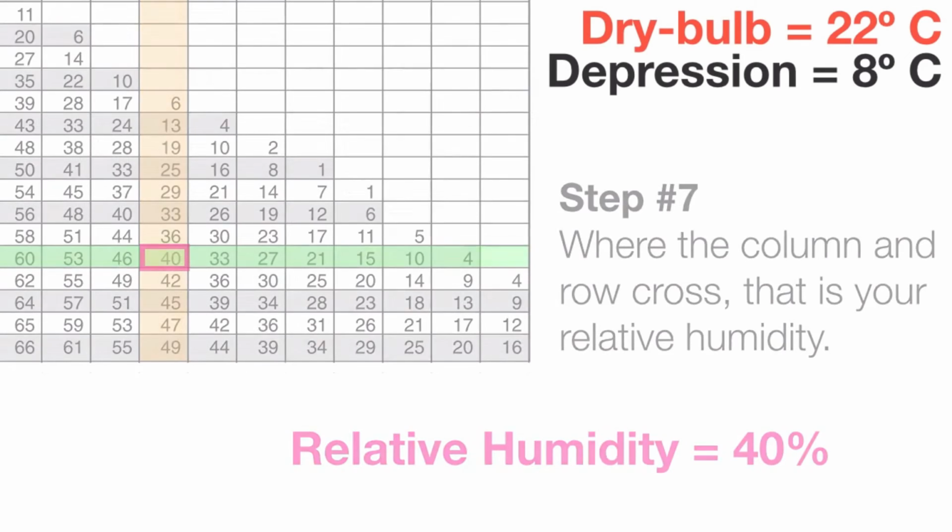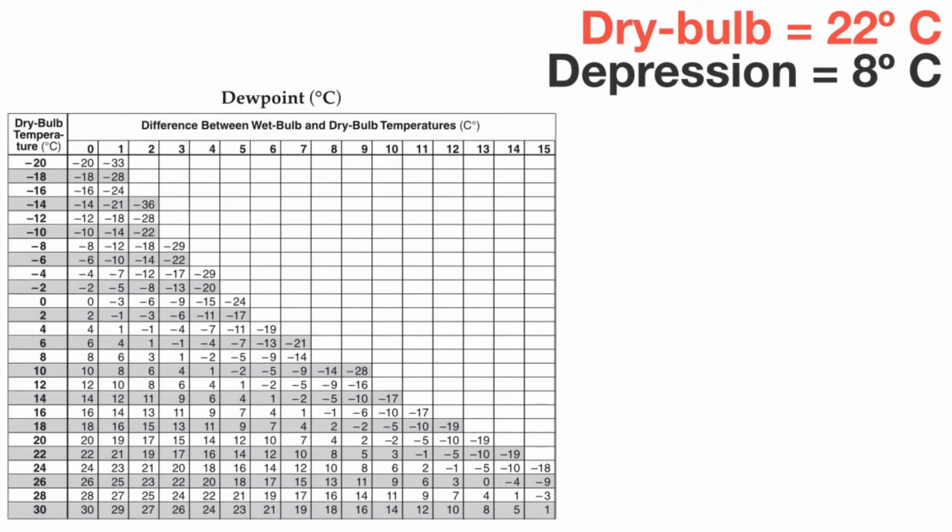If we want to find the dew point, we would do the exact same process but using the dew point chart. I'll find my dry bulb on the left, which is 22, and my depression or difference on the top, which is 8. And where those two cross, we have our dew point, which in this case is 8 degrees Celsius. Now, just to put that in perspective for you, in this example, the dry bulb was the air temperature, which is 22 degrees. The dew point is 8 degrees. Now those are fairly far apart, which tells me that it's not very humid out, which makes sense because we calculate the humidity to be only 40%.